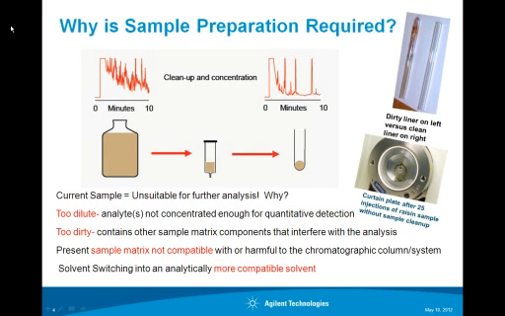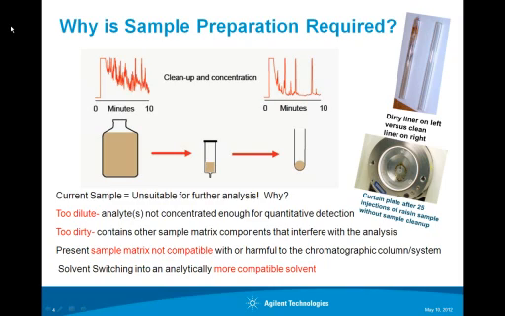Now, basically, why is sample preparation important? I mean, we'd all rather not do any sample prep if we could avoid it. But many times, the sample is too dilute. A good example of this would be water. You may have to deal with hundreds of mils to liters of water to get those trace contaminants.